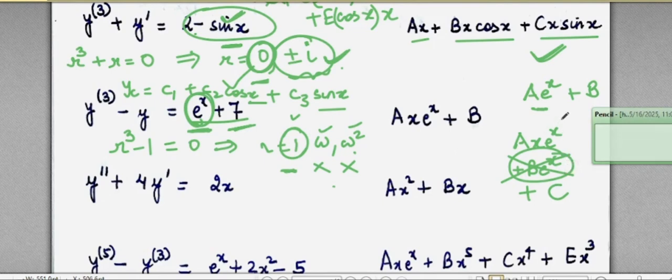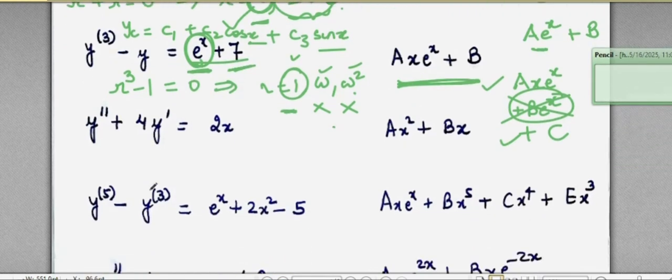So the effective terms remaining in your trial yp are an a x e to power x type term and a constant type term. So this will be your trial yp for this situation. Alright. Now moving on to the third question. r square plus 4r equal to 0 will be your characteristic equation. So the roots are 0 and minus 4. Now once you see 0, special case rule 1 is activated.